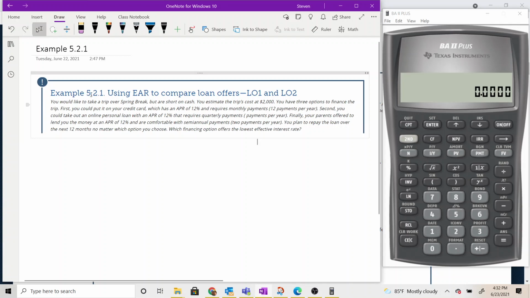Example 5.2.1. Setup for this one says you would like to take a trip over spring break but are short on cash. You estimate the trip's cost at $2,000. You have three options to finance the trip.